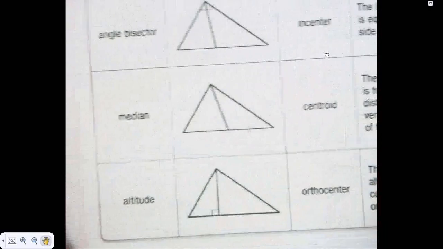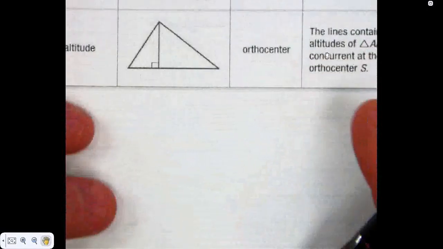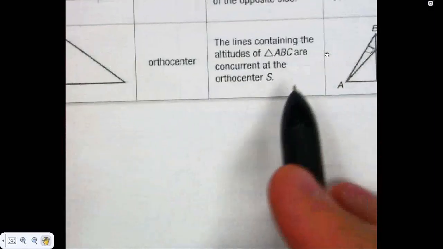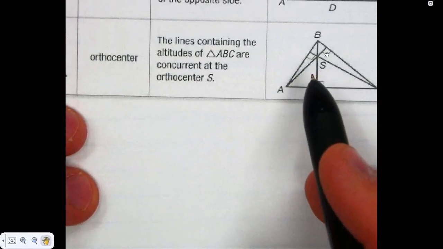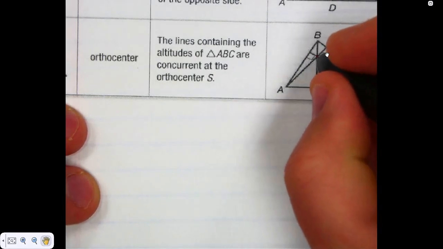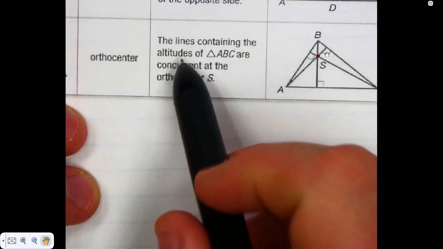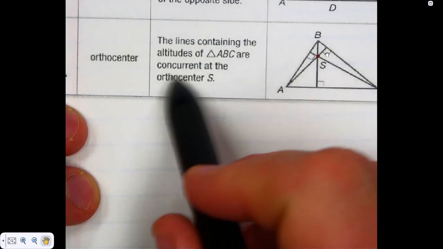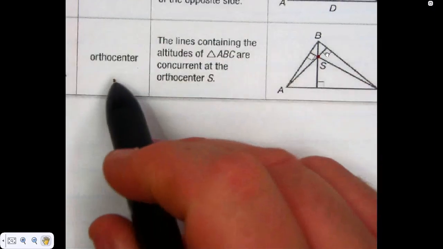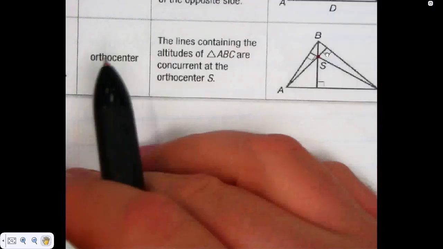The point of concurrency of the altitudes is called the orthocenter, which is on your piece of paper. We're just talking about it. It looks like this. Nothing really special happens. Look at its special property: the lines containing the altitudes of the triangle ABC are concurrent at the orthocenter. In other words, they meet at S. That's all. So this is one you don't need to worry about. The orthocenter is not something that has much use.